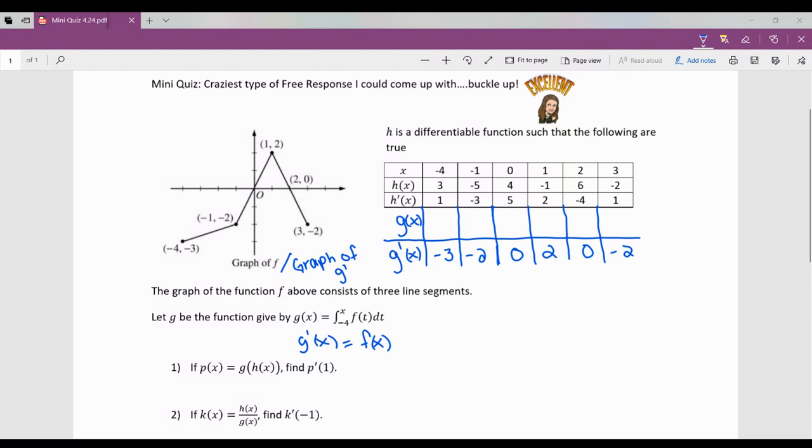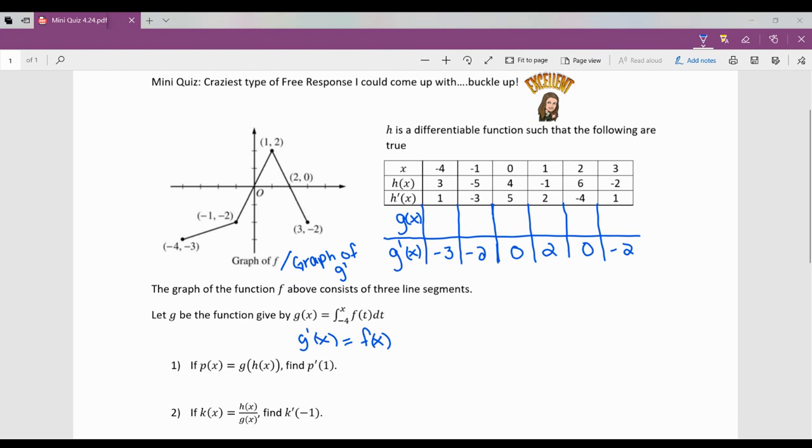Now, if we want to find g of any of the values, we're going to have to do the integral. So for the first one, g of -4 is the integral from -4 to -4, and that's 0. Likewise, for the next one on my list, -1, I would do the integral from -4 to -1. So that's the area under the curve from -4 to -1, and we're shading in the proper direction, so that's going to be registered as a negative.